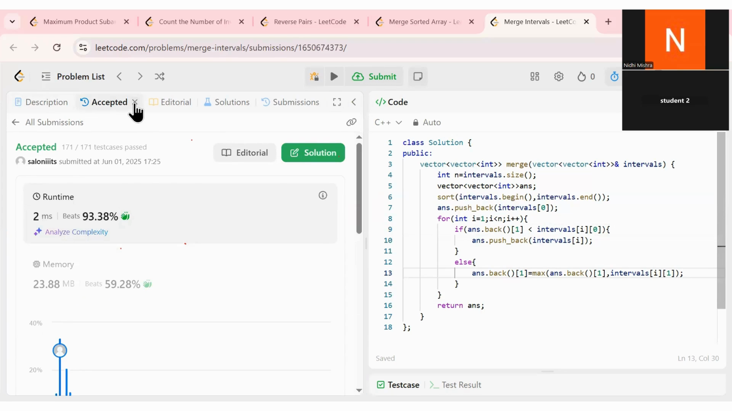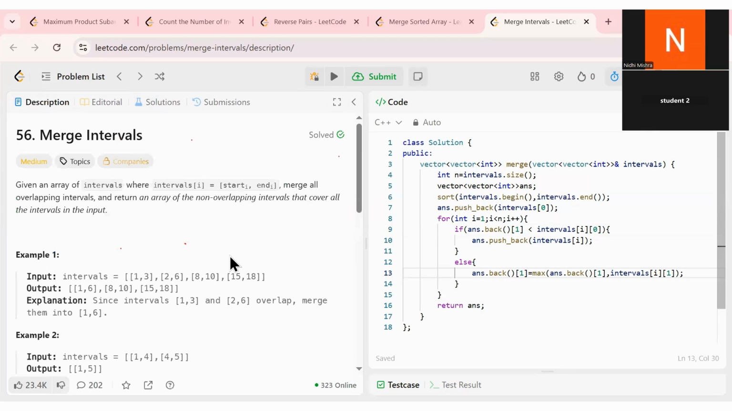So yes, this solution is correct. We got this solution because we have to merge, so we thought of sorting. Here the time complexity will be n log n, and the space complexity will be constant. This is a medium question, and you solved it like an easy question. That's really good.